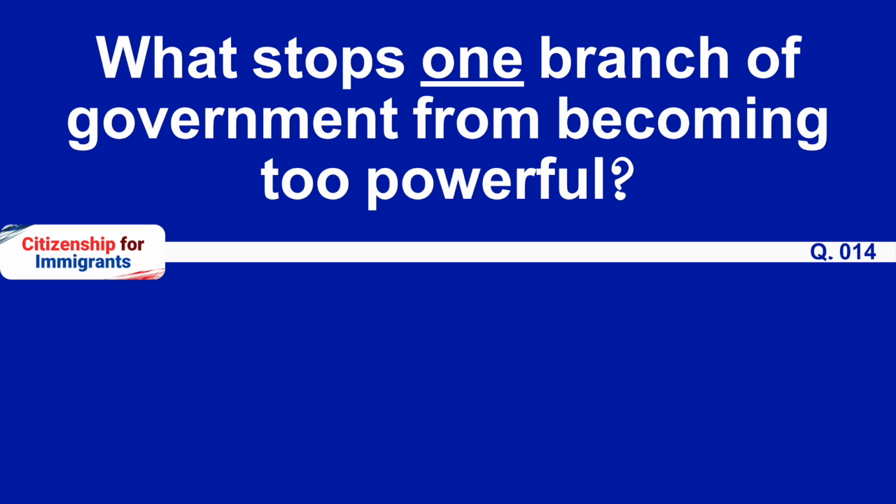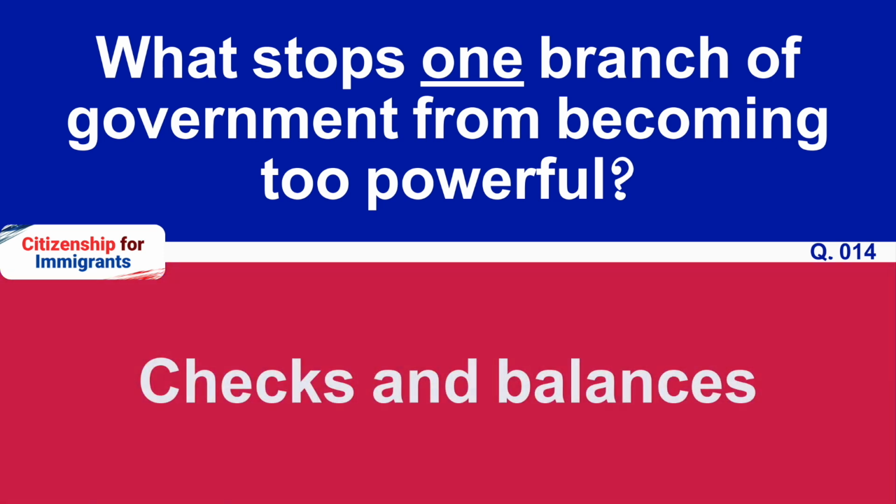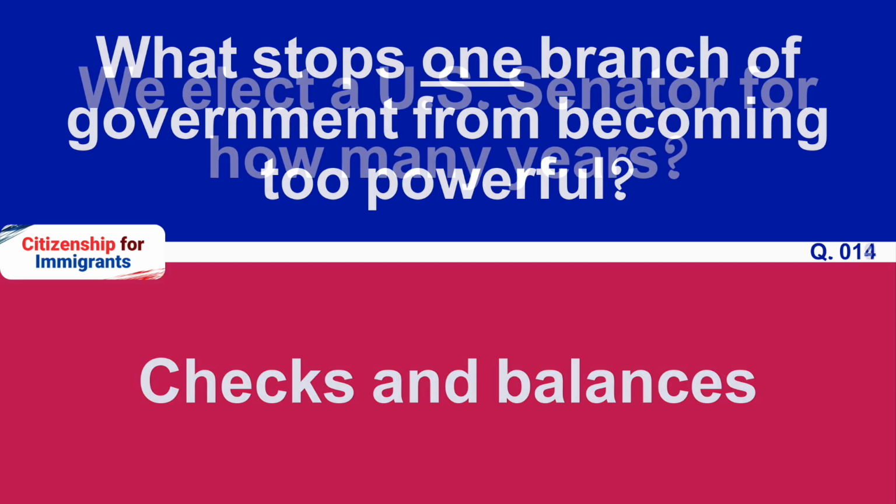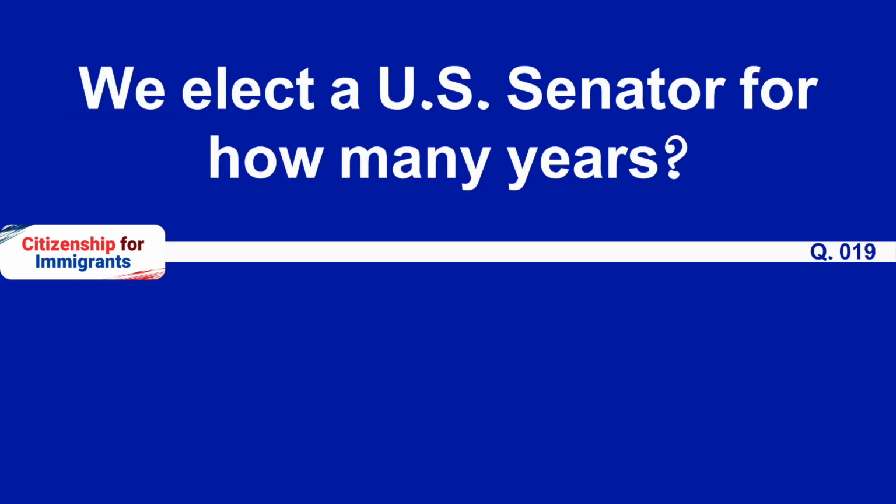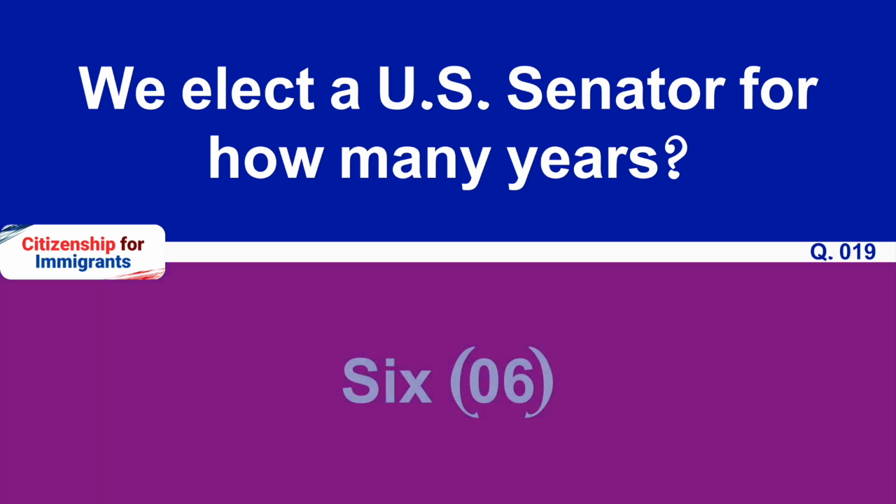What stops one branch of government from becoming too powerful? Checks and balances. We elect a U.S. Senator for how many years? 6.